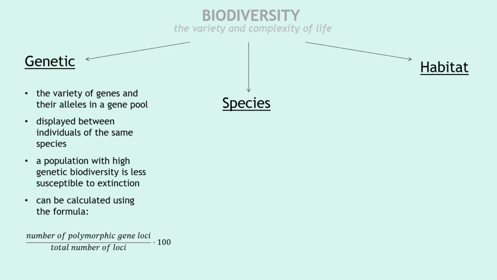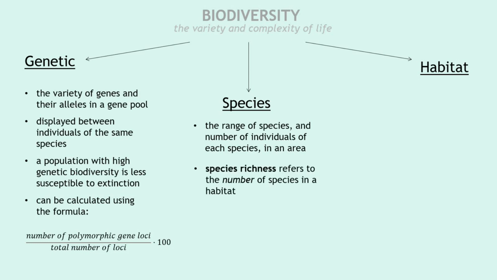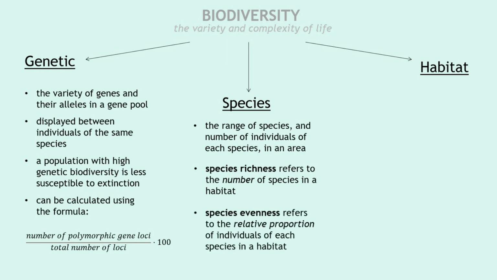Species biodiversity has two components. This is the range of species and the number of individuals of each species in an area. The first component is called species richness, and this is the number of species in a habitat, the count of species. Whilst species evenness refers to the relative proportion of individuals of each species in a habitat.